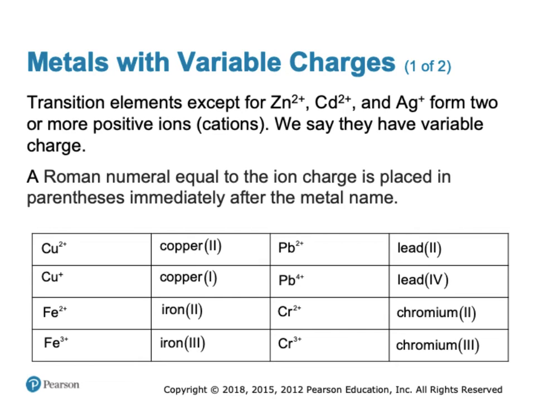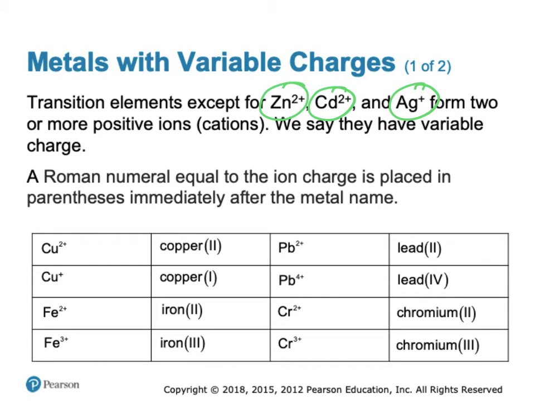As we discussed in the previous video, the transition metals typically have variable charges. They can form 2 or more different cations. The exceptions to this are zinc, cadmium, and silver. Zinc, cadmium, and silver only form one type of cation. So memorize that zinc is always zinc 2+, cadmium is always cadmium 2+, and silver is always +1.